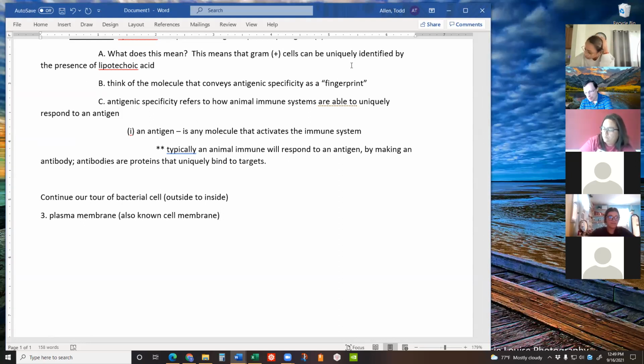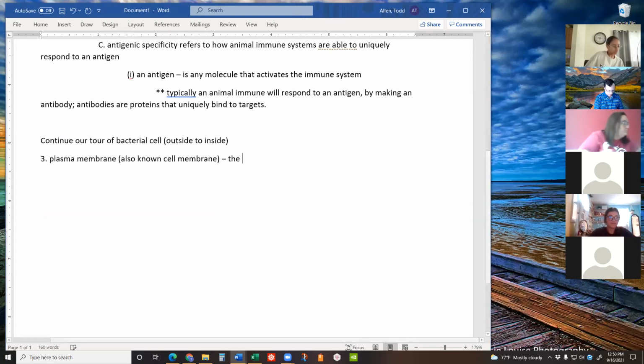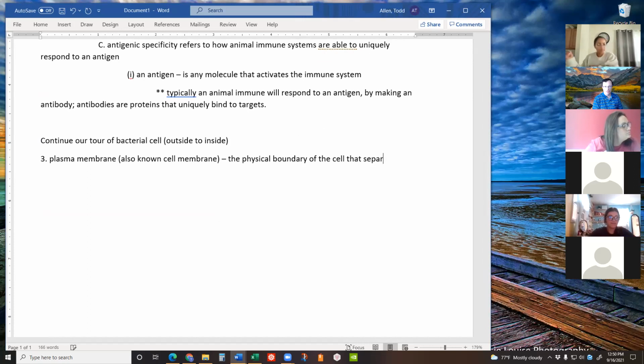All right. So what can we say about the plasma membrane? You see a diagram of it on figure 4.14, which in my book is page 86. The plasma membrane, also known as the cell membrane, is the boundary of the cell. It is the physical boundary of the cell that separates the inside of the cell from the outside of the cell.